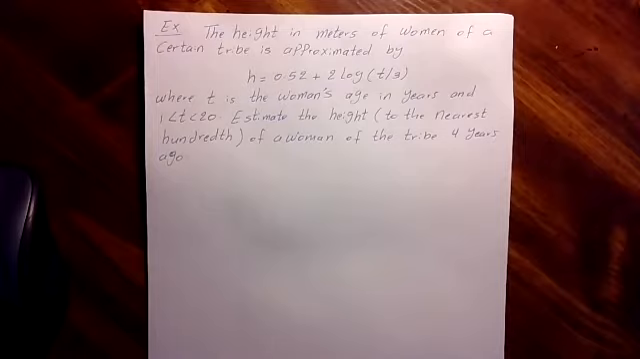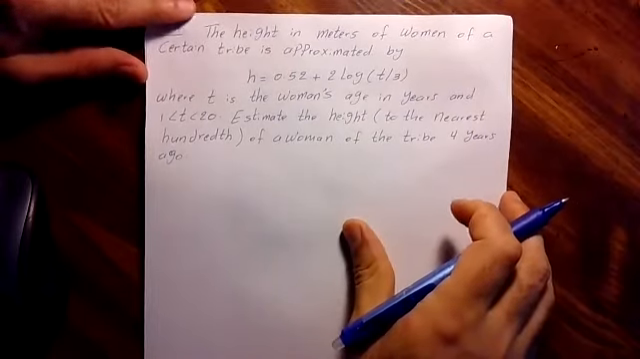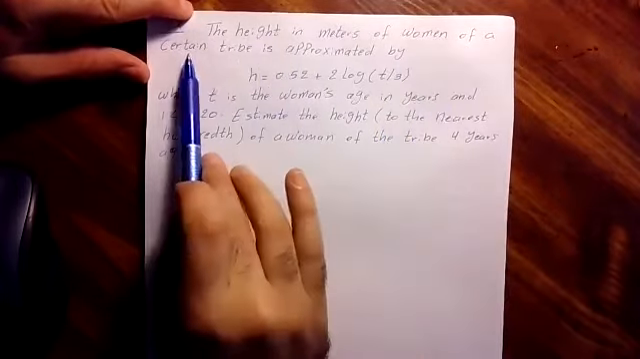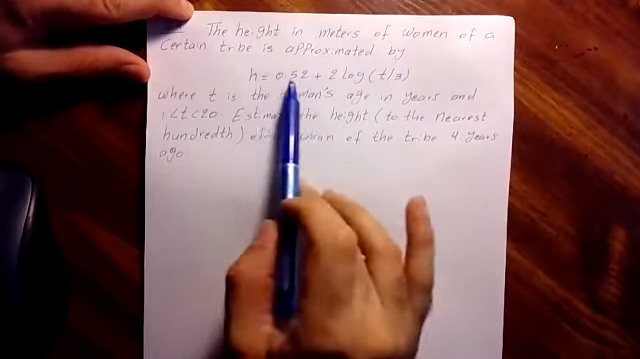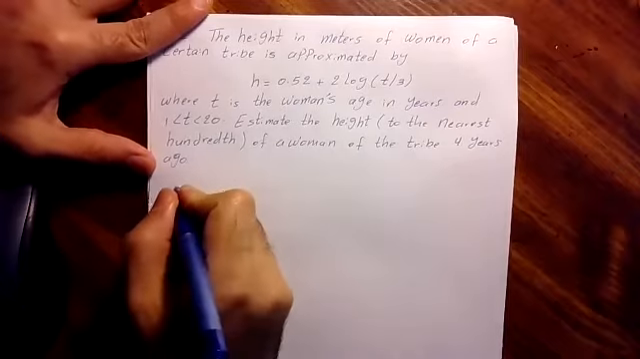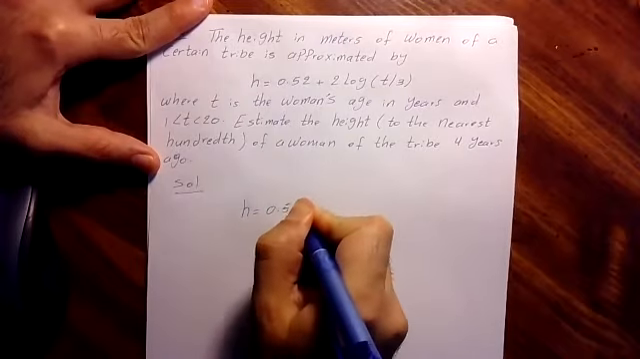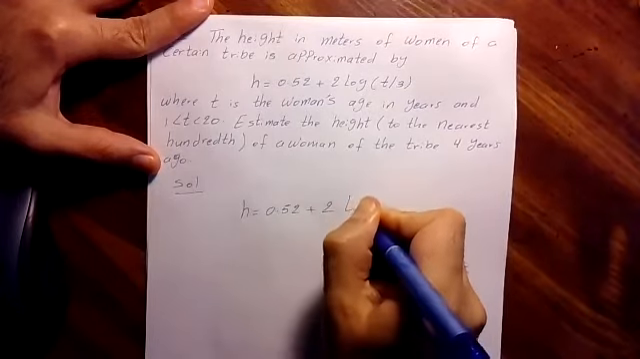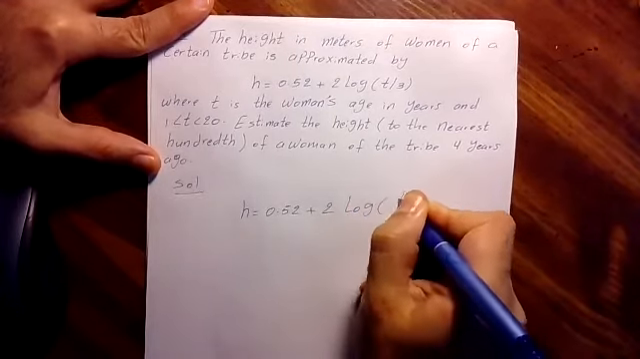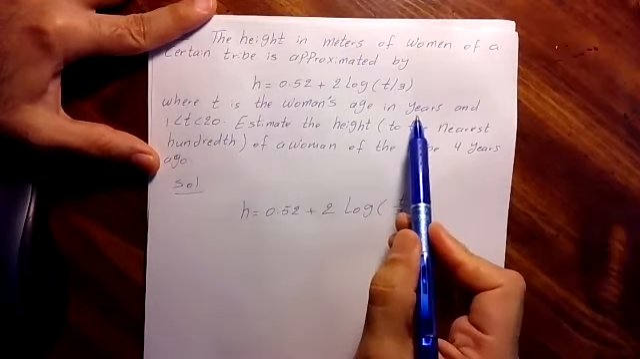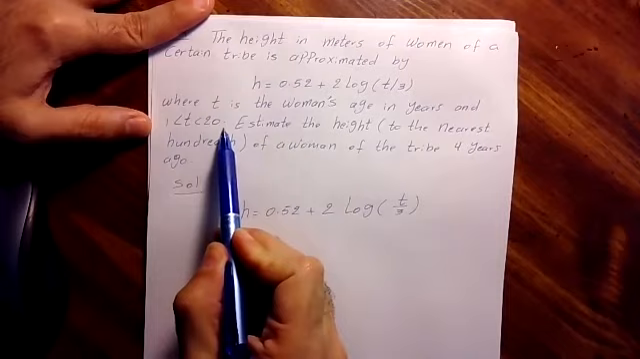If you get an example like this, don't try to confuse yourself. It's an easy example. You're going to use the calculator to find the solution. So let's see how we're going to find the solution for this example. The height in meters of women of a certain tribe is approximated by these equations. So this is the first part. I'm going to write down h equals 0.52 plus 2 log of t divided by 3, where t is the woman's age in years, and t is between 1 and 20.